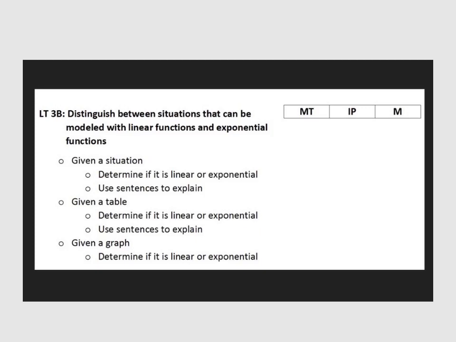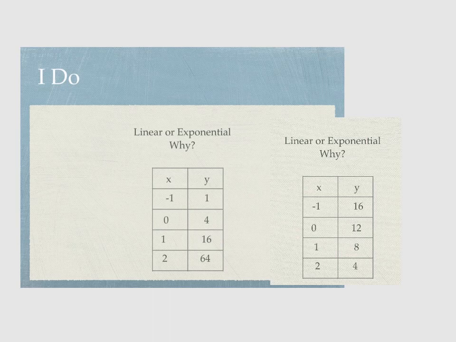We have already worked on given a situation. So this should already be highlighted and you should already have the day that you started. Now we're going to do given a table. We are going to determine if it's linear or exponential, and we're going to use sentences to explain. Now what we need to do is from a table. I'm going to do 2 examples and then you will try some by yourself.